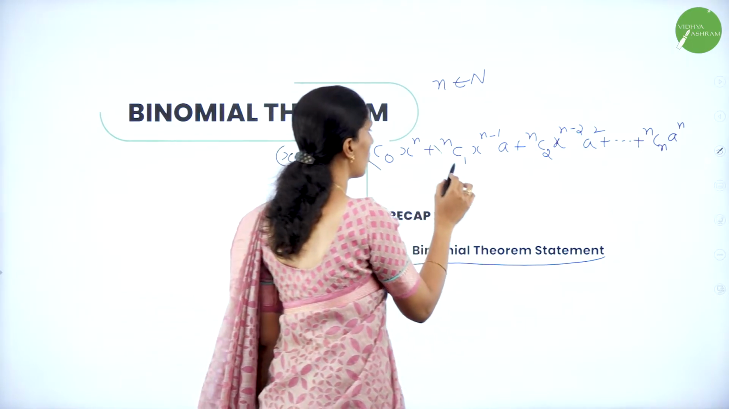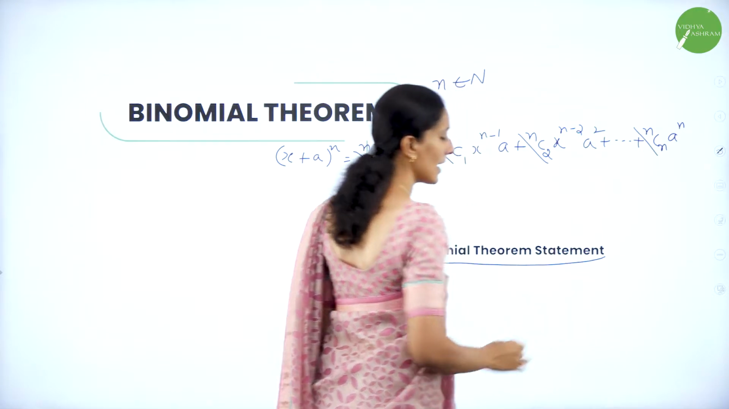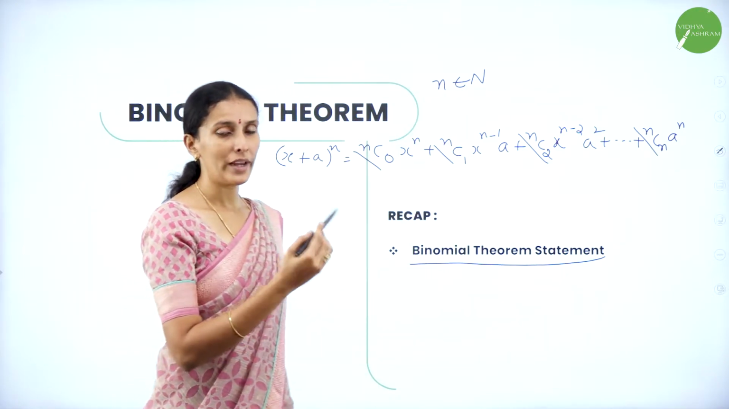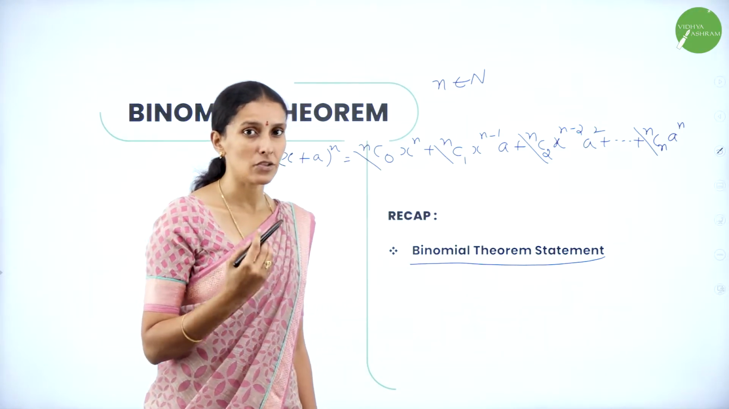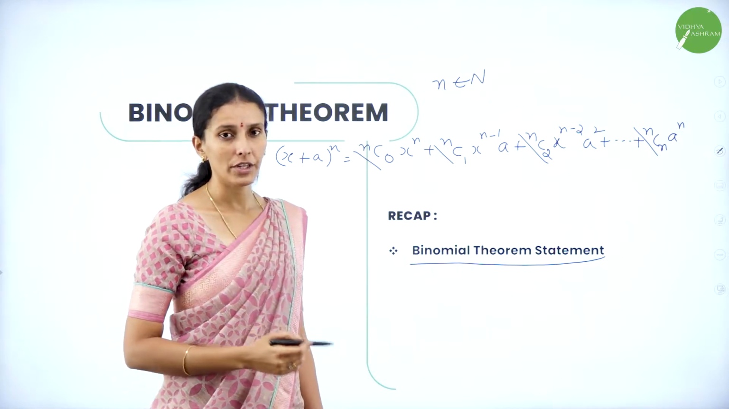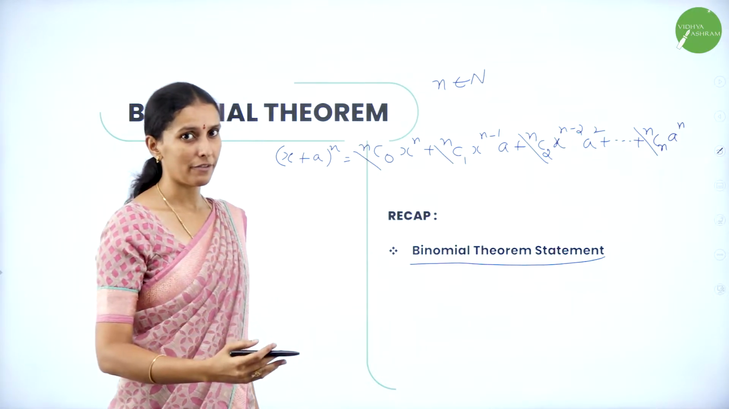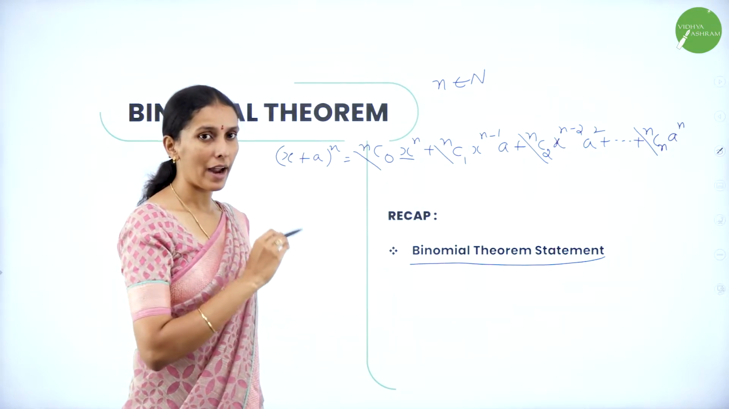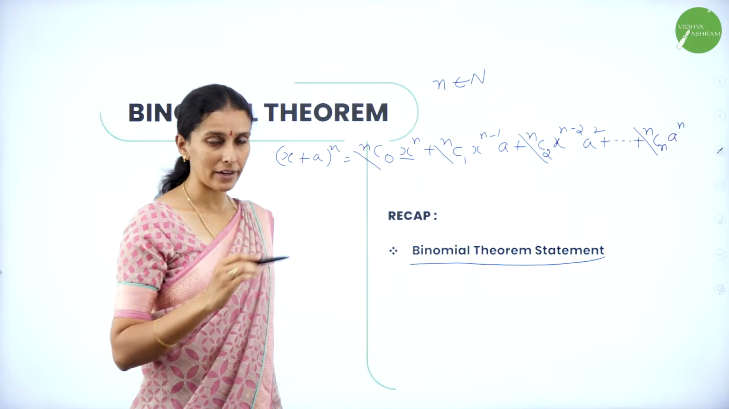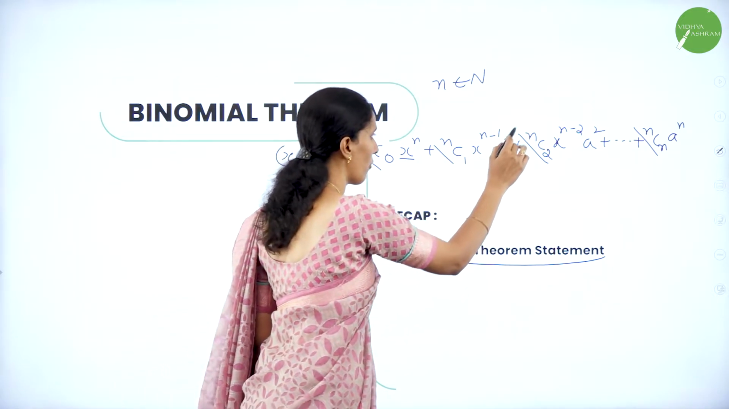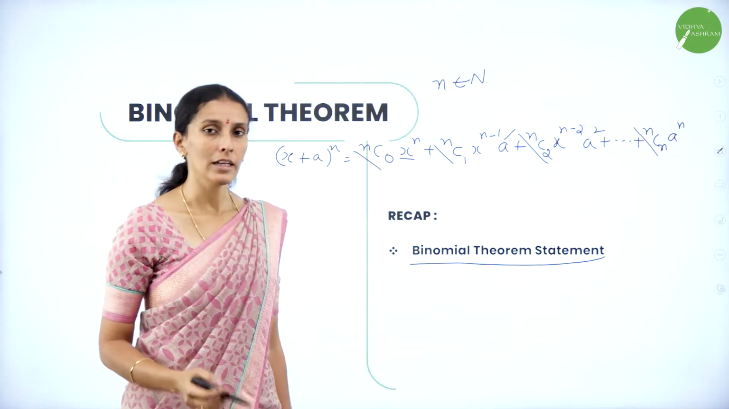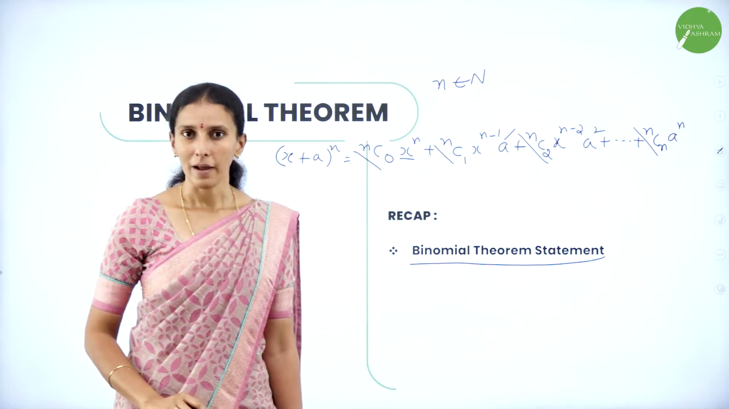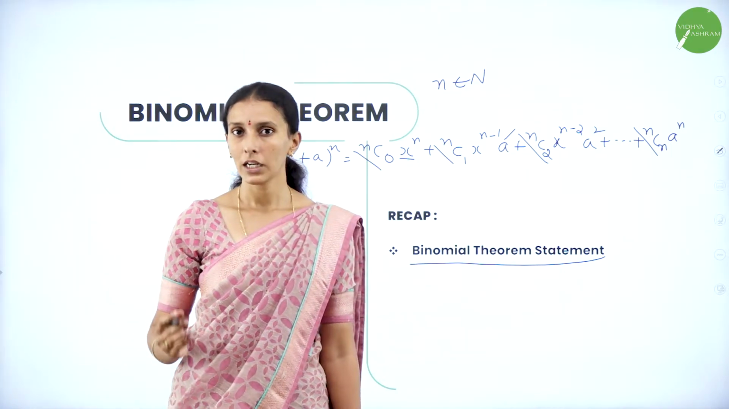So 3 points to remember. The constants are replaced by nCr from nC0 to nCn. If you have index as 5, you should write the coefficients from 5C0 to 5C5. And the power of x goes on decreasing, so write the powers of x in decreasing order. Write the power of a in increasing order. There you will get the expansion of any binomial term.